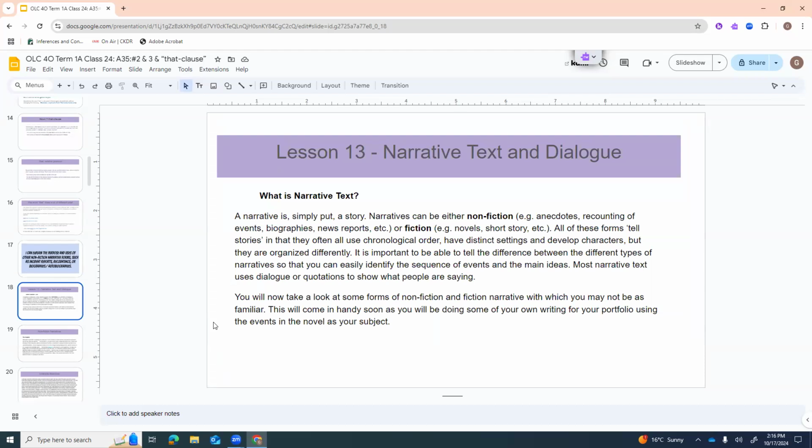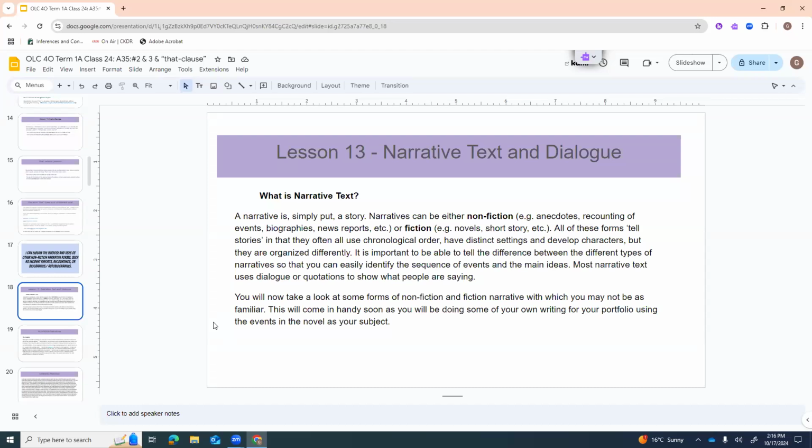A narrative text is simply a story. Now, narratives can be nonfiction, in other words, true, like an anecdote someone's telling you about something funny, or recounting an event, or a biography, or a news report. Narratives can also be fiction, things like novels, short stories. All of these formats are telling stories in the sense that they use chronological order, they have distinct settings, they have characters, but they are organized slightly differently. And it's important to be able to tell the difference between these types of narratives so you can easily identify the sequence of events and the main idea.